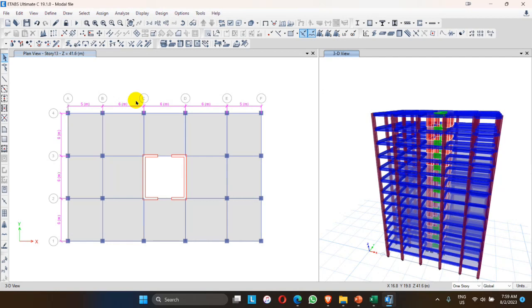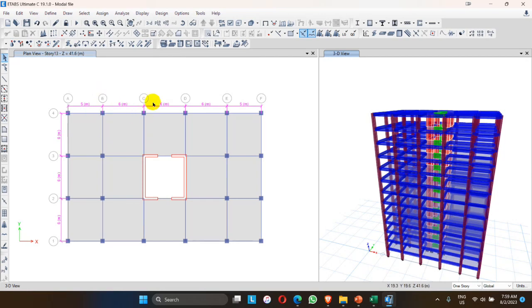in ETABS. So basically, while doing any analysis, either linear or non-linear, it's very important to know whether this built-up or constructed model is correct or not. It is necessary to check the model with some parameters called modal time period, frequency and the modal mass participation factor, and these things can be found from the modal analysis.